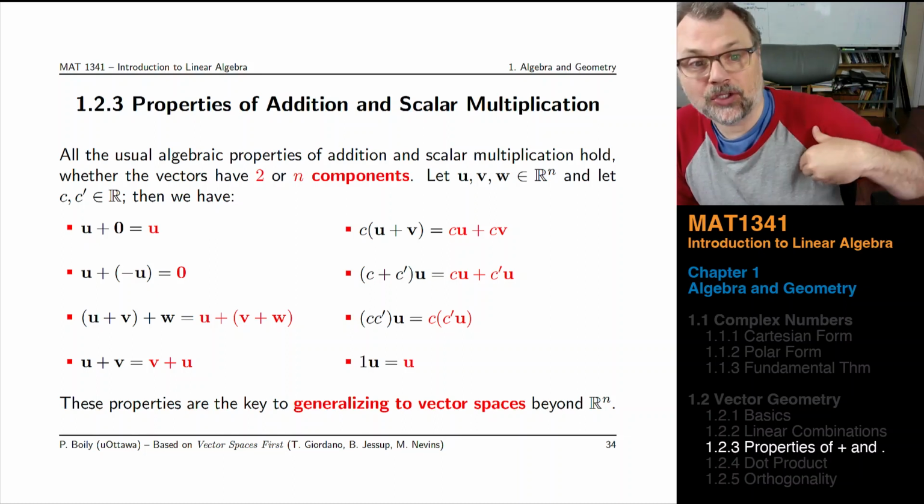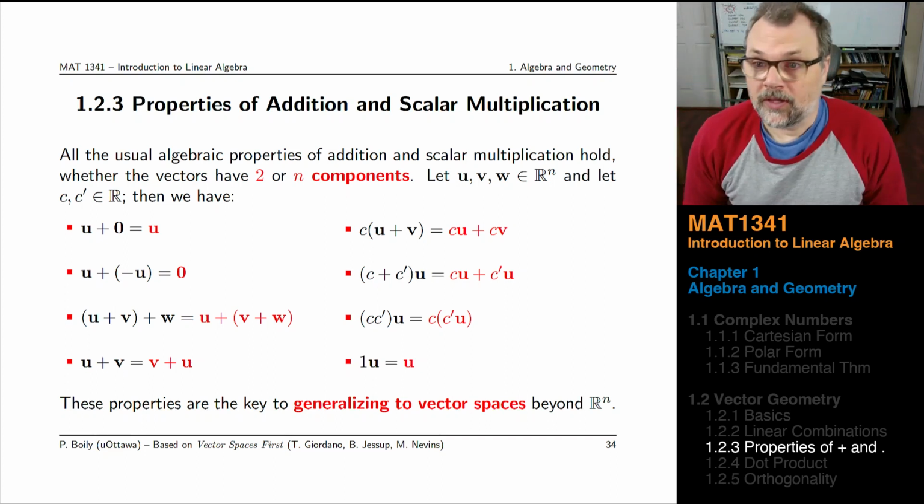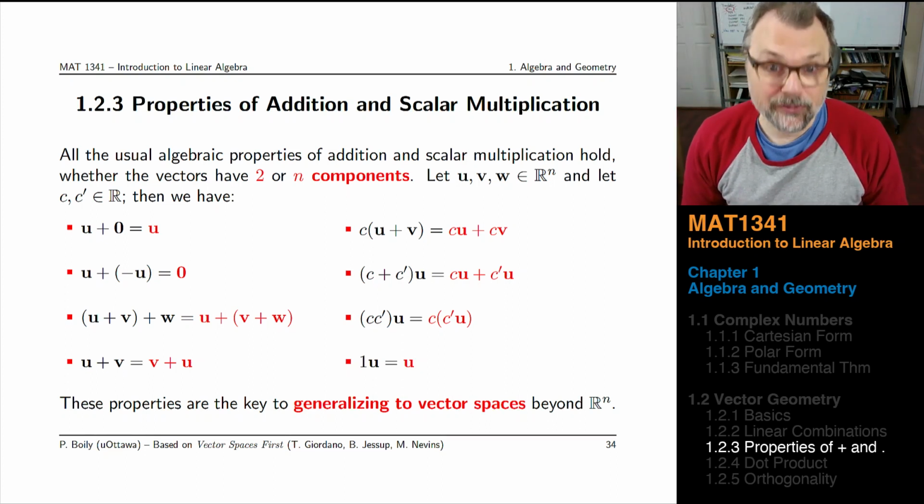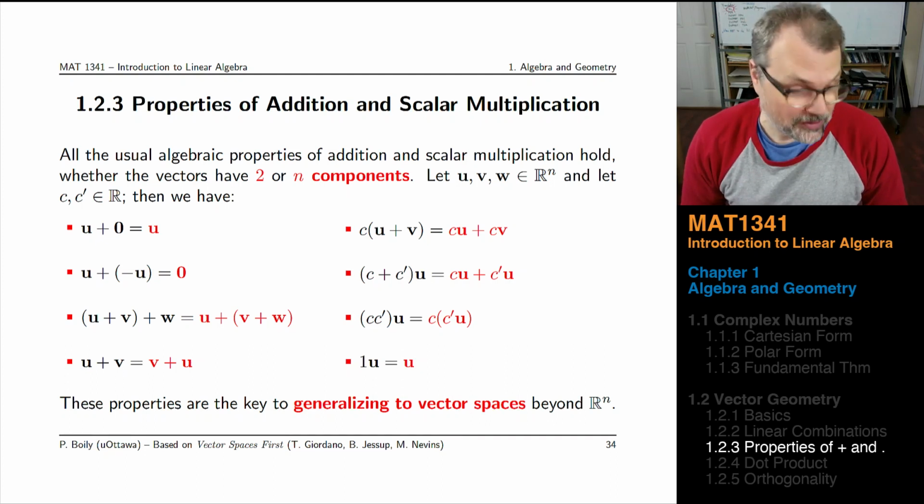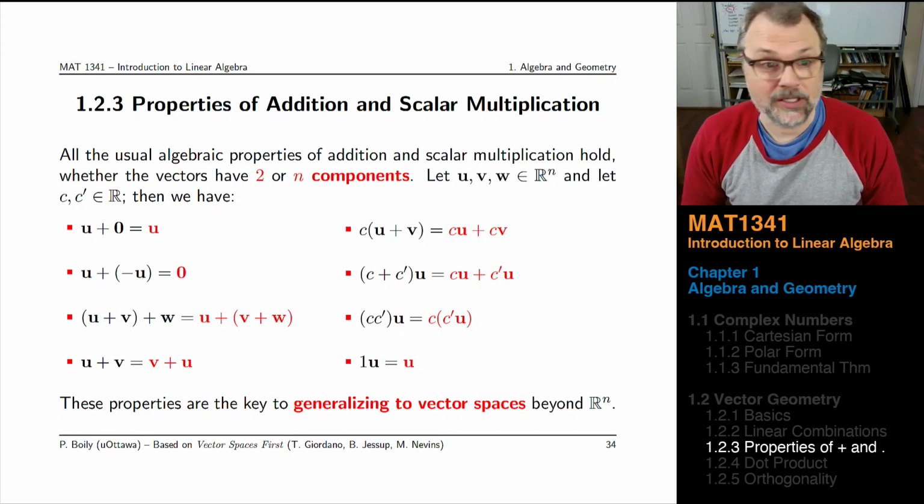So if you're asked to show that a property is true, it is not sufficient to come up with an example and to show that for that example the property holds. You need to show it in general. So there are these 8 properties.